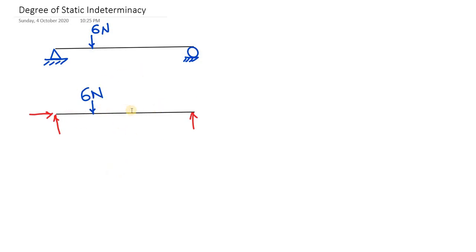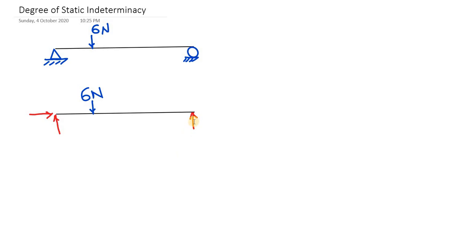Next is degree of static indeterminacy. So let's consider a simply supported beam subjected to a 6 Newton load at this location. Now, if you are interested in finding the support reactions developed, what are you going to do? You are going to draw a free body diagram for the entire beam. So this is the free body diagram of the entire beam. This 6 Newton is a known external applied force, and these 3 reactions in red are the unknown reactions.